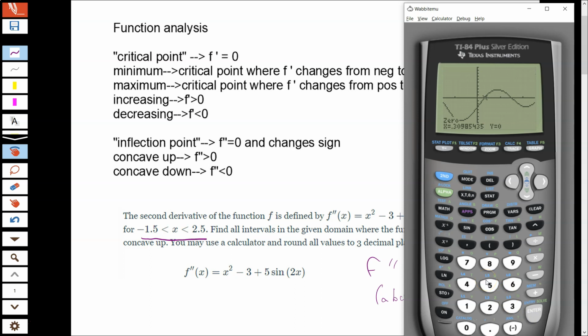Okay. And there is the first 0. And we're going to do 3 decimal places again because it tells us to, and also that's what you're going to do in the AP exam. 0.310 we're going to round this to. So that's the first x in our interval.